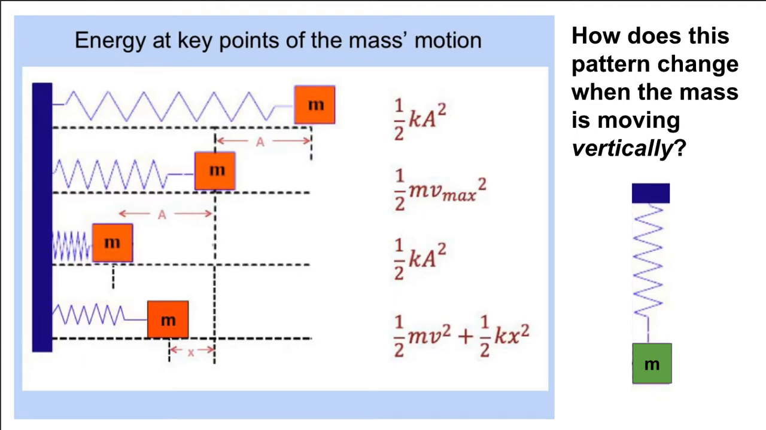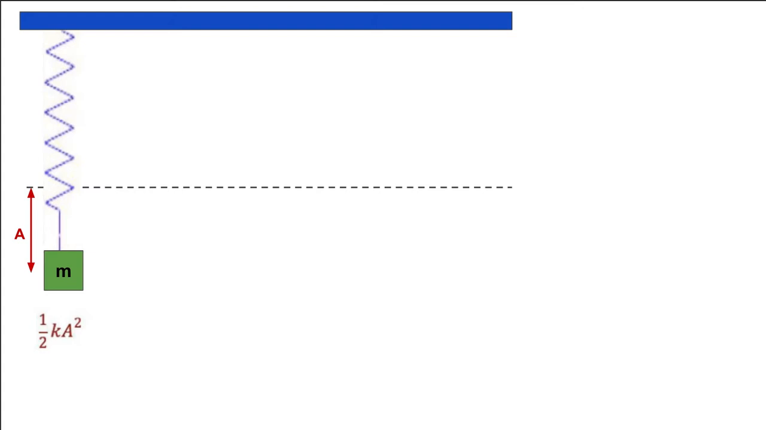And so what happens if the block is moving vertically instead? If it's not on a horizontal surface, if it's hanging from a spring, how does that affect the energy? Well, it turns out that it does not affect the way we think of it. We can still consider maybe a mass on a spring that's been pulled down to a certain point, which again sets the amplitude of the motion, which sets the energy of the system.